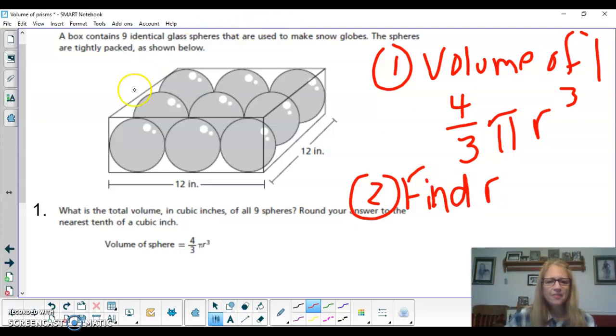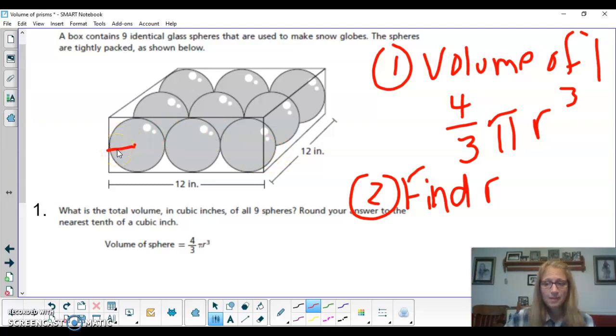So looking at this, here is 12 from here to here. This whole line is 12. Okay. A radius, remember, is from the middle on. So what do you think that length is? If all the way across is 12, what do you think that length is?